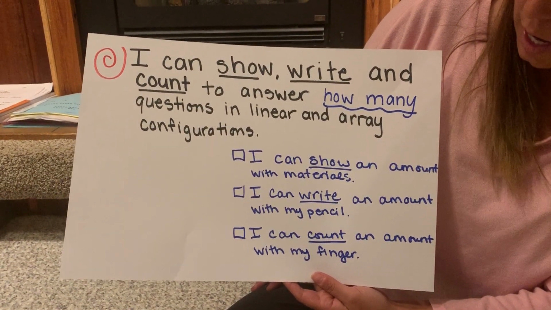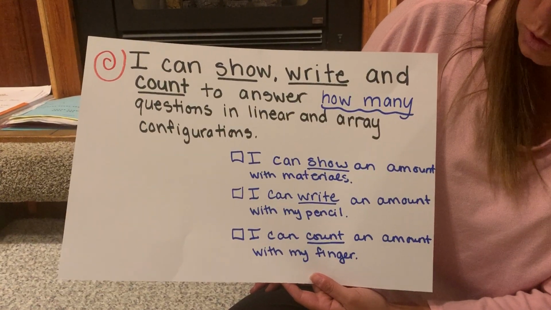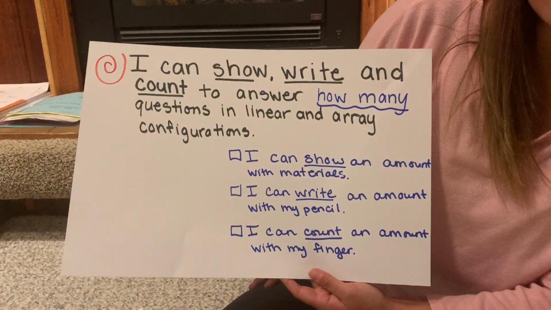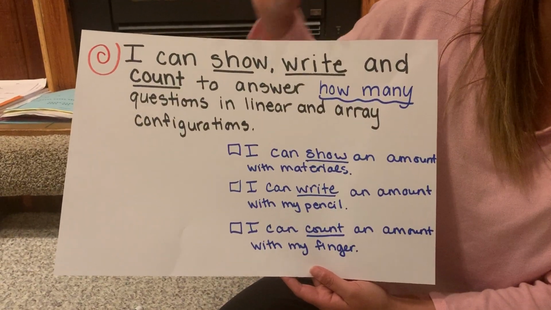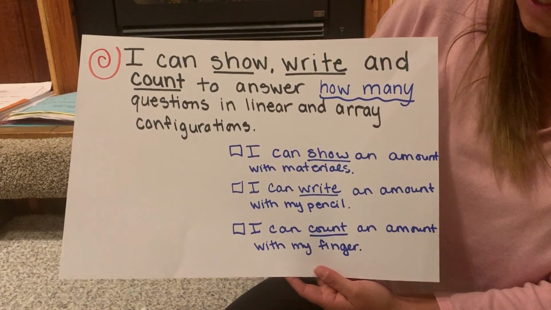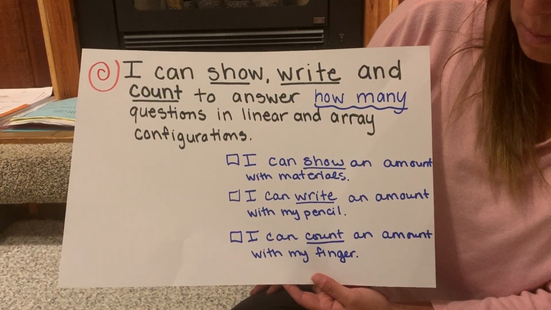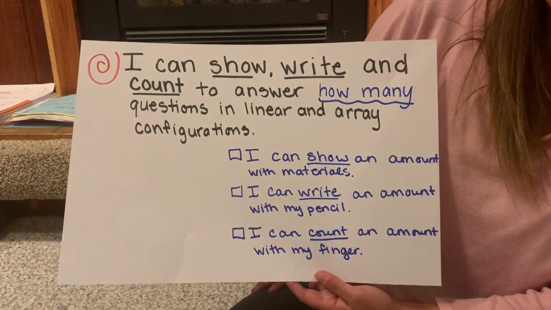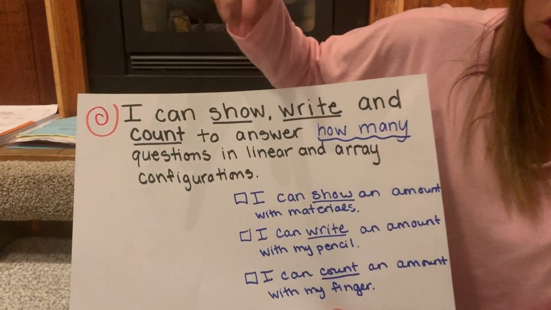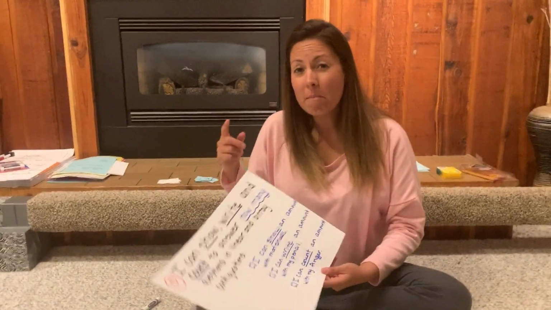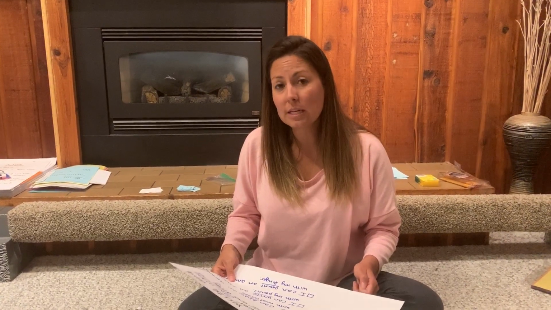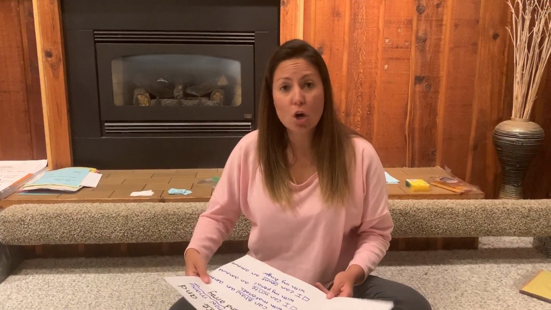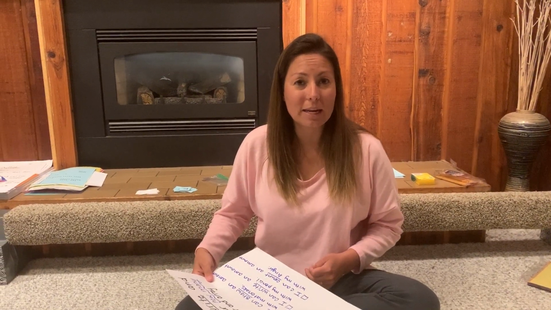Number two, I can write an amount with my pencil. So again, you're really showing me that you know how to write teen numbers and you're not flipping them or reversing them. The last one is that you're gonna be able to show me that you can count an amount with your finger by touching it. So again, all of these are math tools that you're going to be able to use to show me you understand how to count, write, and show an amount when I ask you how many, okay?